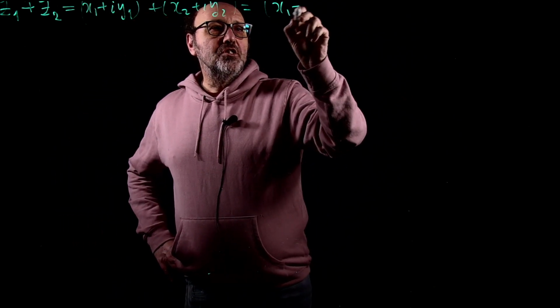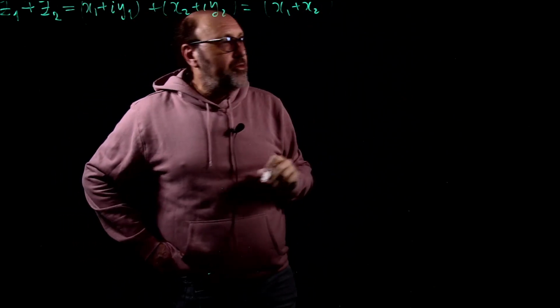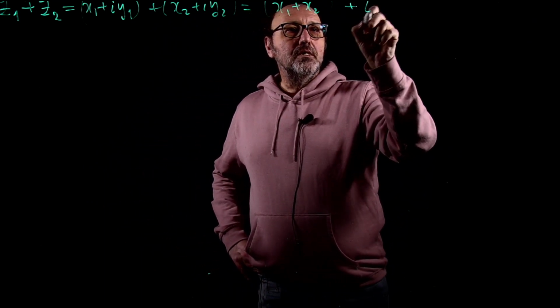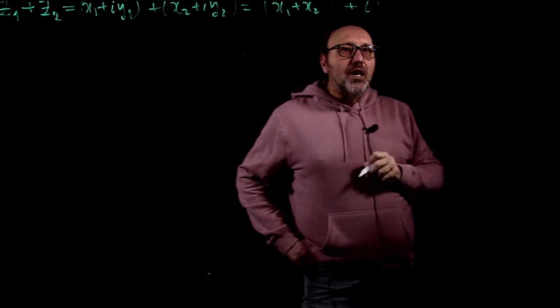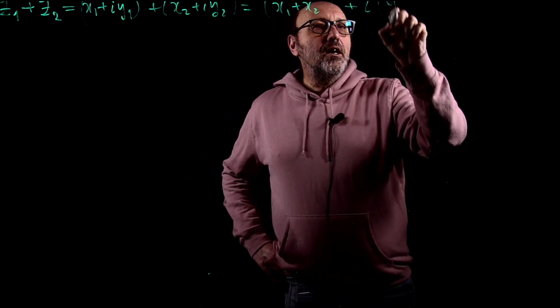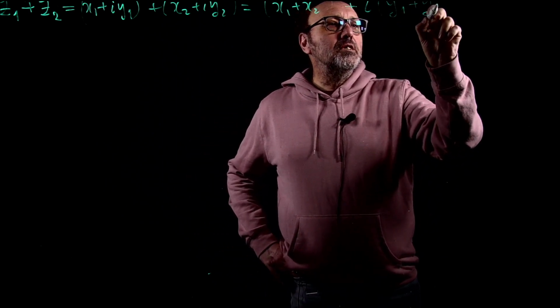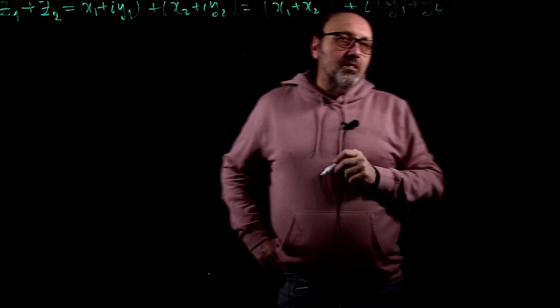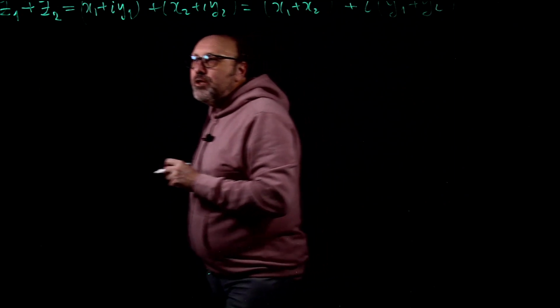So we just take the sum of the real parts, and it will be the real part of the sum, and we simply put I as a factor, and then we will see that the imaginary part of the sum is the sum of the imaginary parts.